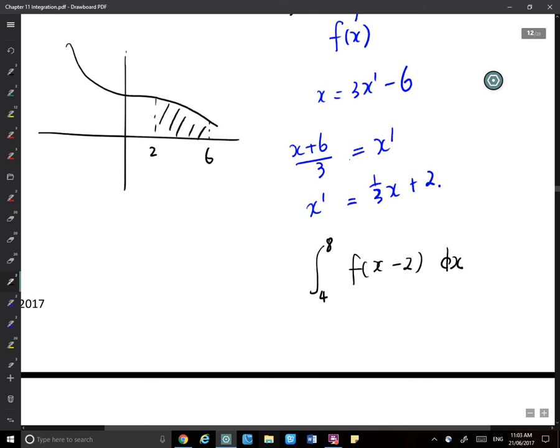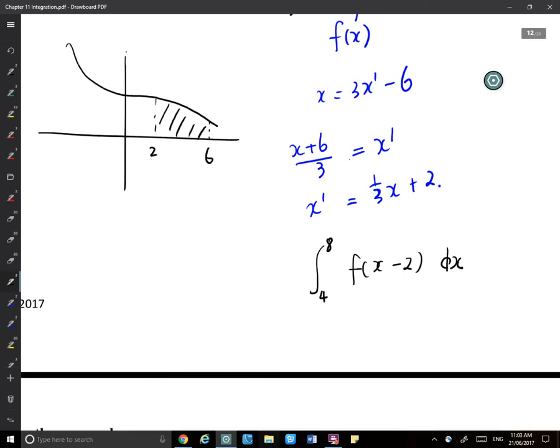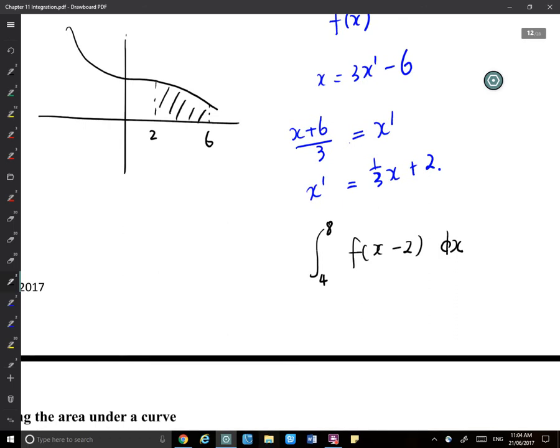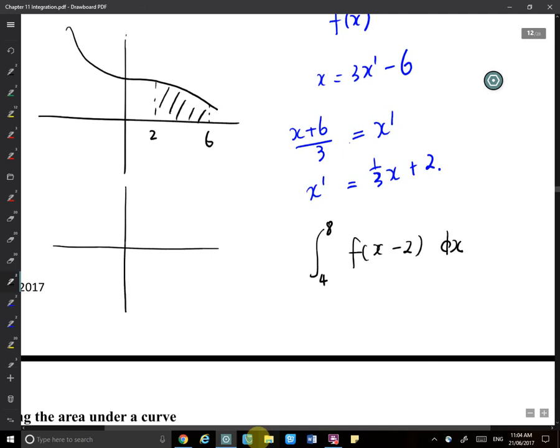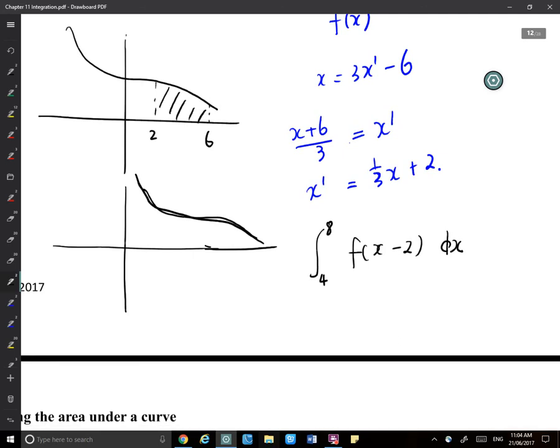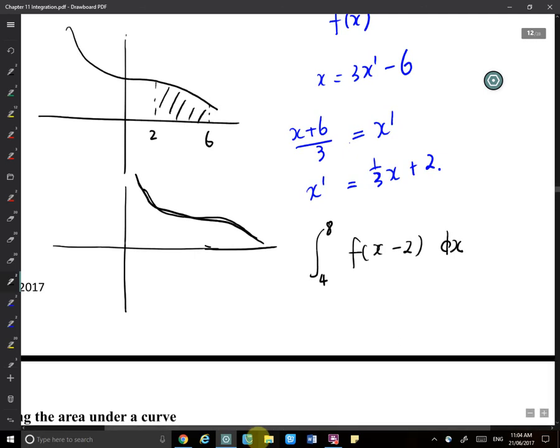What has been done for f(x) minus 2? Shift to which direction? Right or left? Right. Okay, shifted right by 2 units. So the whole graph has been shifted by 2 units to the right, so basically you will have something like that. But the good thing is your upper limit and lower limit have been shifted at the same time, 2 units in that direction. So that becomes 4 to 8, but it still refers to the same area.